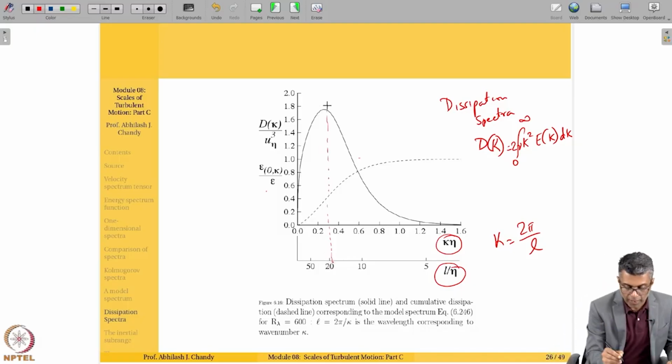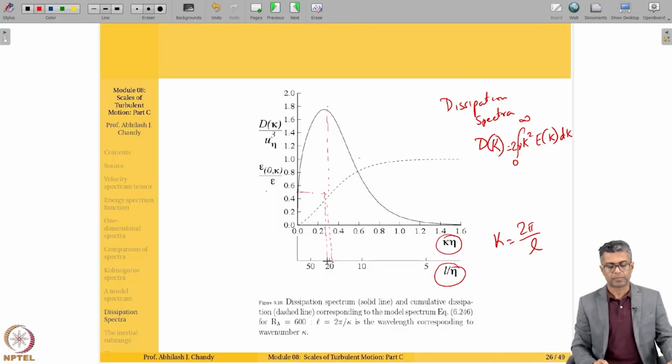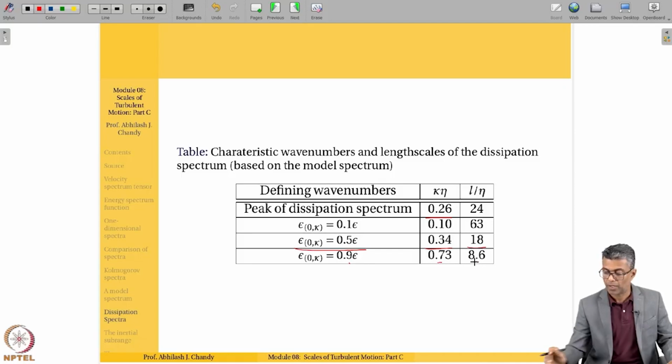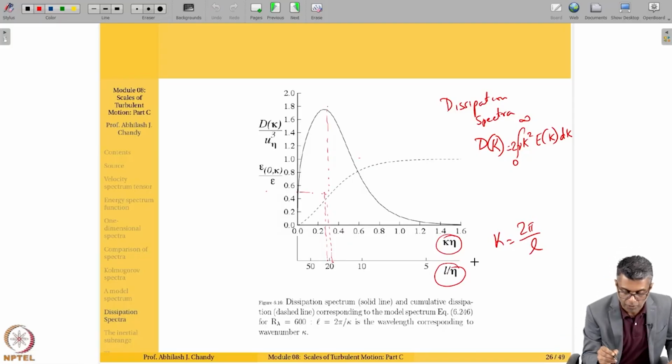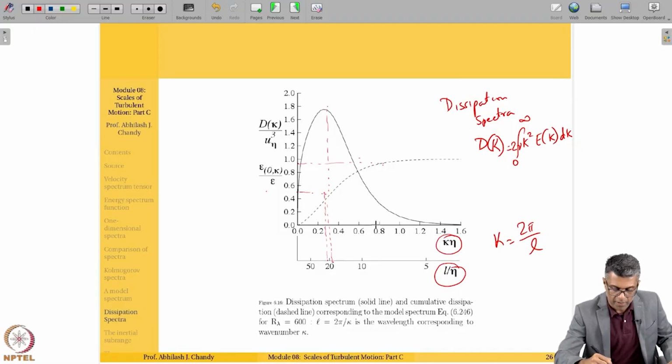Okay, the centroid is corresponding to 0.5, isn't it? And that would be somewhere here at 18. All right, that would be the centroid. And as you can see, 90% of the dissipation is achieved at kappa eta equals 0.73 and L over eta equals 8.6. 90% of the dissipation. So that would be somewhere here, close to this one. Onto the dashed line, then come down. So that would be here somewhere.